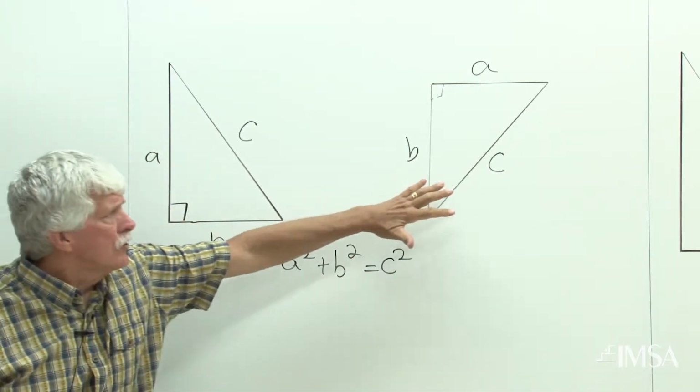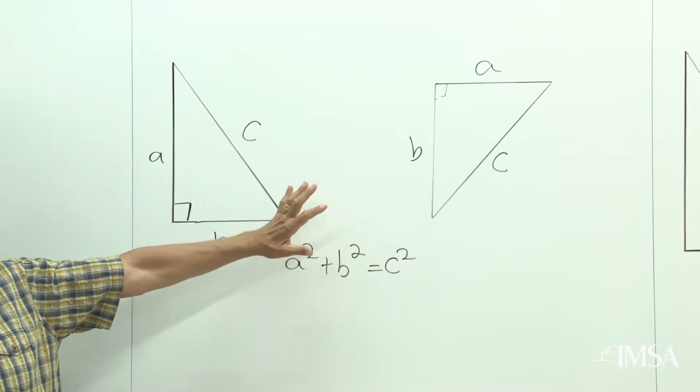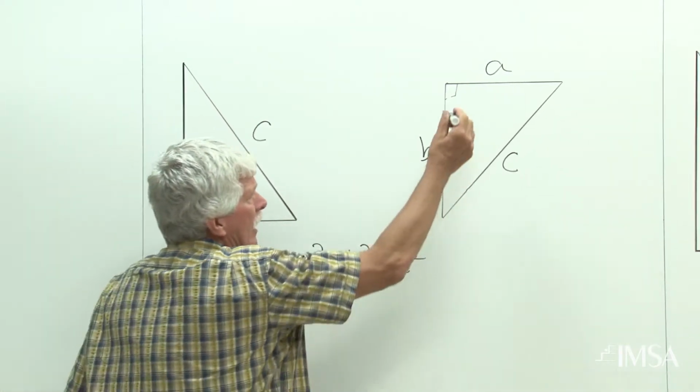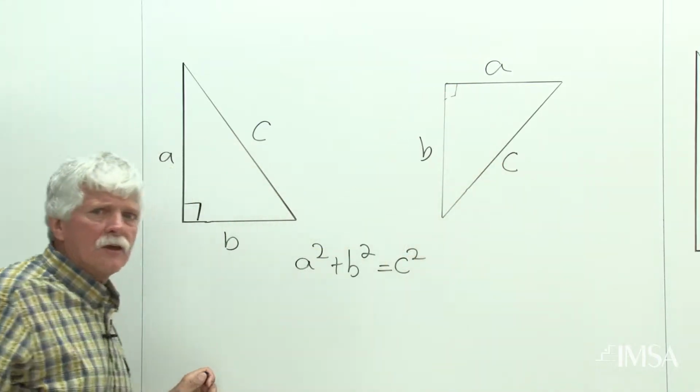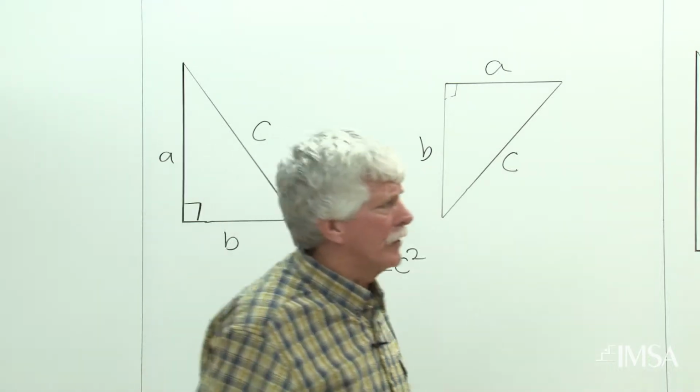Now, we have different shaped or different oriented right triangles. It doesn't matter what the orientation is. You can always identify the hypotenuse as the side that is opposite the right angle. So we're going to take a look at how we solve this.